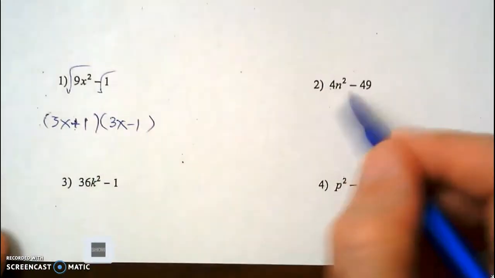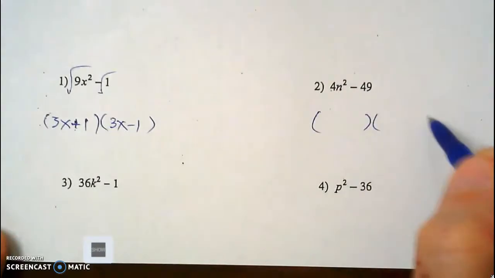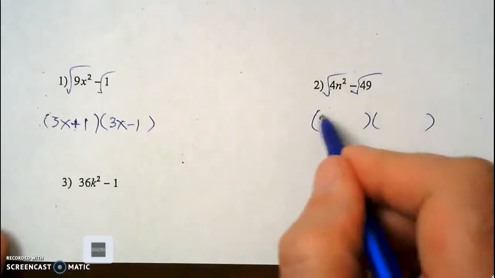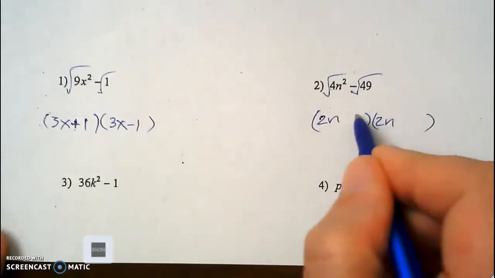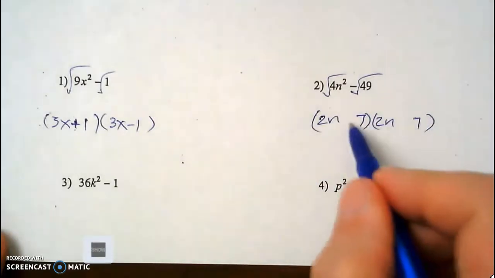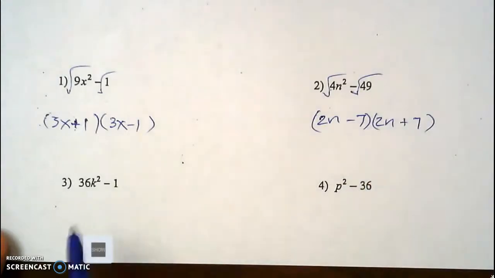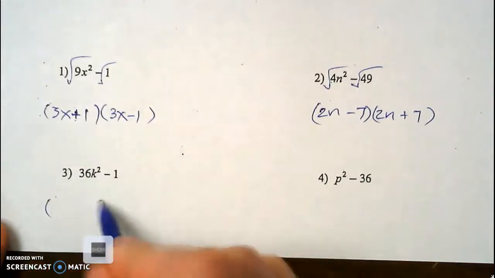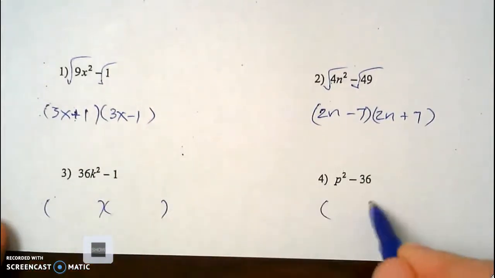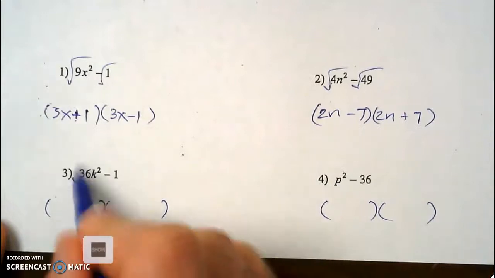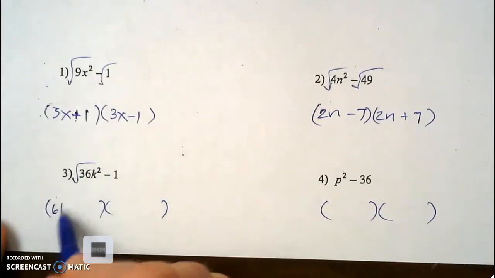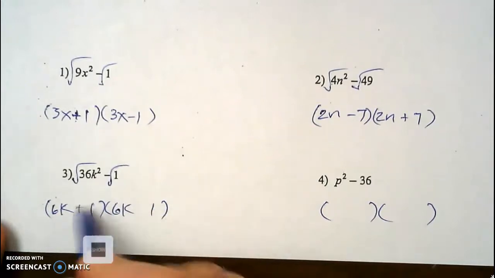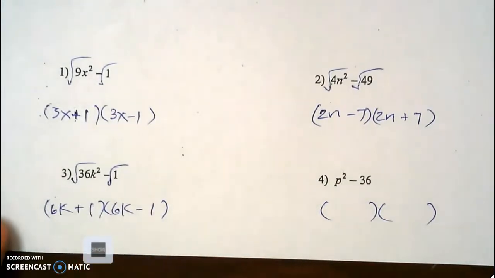So that's really it. Our fastest method of factoring we save for last. Square roots, 2n and 7, for the square root of 49. One minus, one plus. You can try these two. Pause the video. I'll just get set up here. Okay, square root of 36k squared, 6k. Square root of 1 is 1. And that's factoring a difference of two squares.